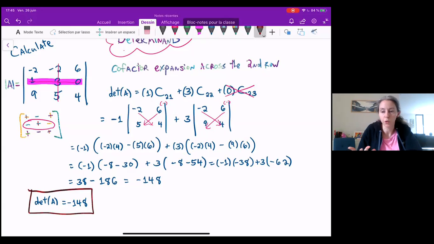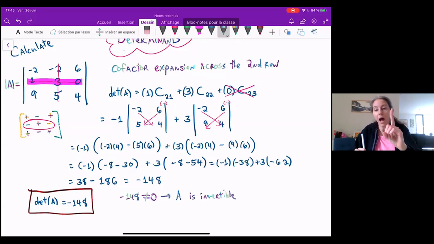Now, why is this answer useful? Well, for lots of different reasons, but for us right now, the main thing is that the negative 148 does not equal 0. So that actually tells me a lot of things. That tells me that A is invertible. And A being invertible means A reduces to I. A has a pivot in every column. Any system of equations for which A is the coefficient matrix will have just one solution, a unique solution. So we actually have lots of information just from knowing that the determinant is not 0.